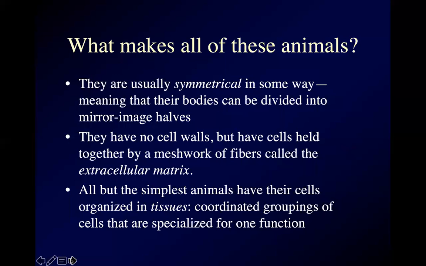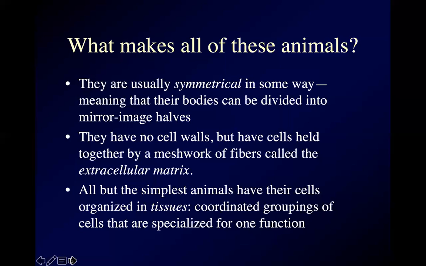Animals are usually symmetrical in some way, which means there's at least one way in which you can divide an animal body into halves that are the same size and shape, but mirror images of each other. Not that I would ever do this, but I could take a samurai sword and split you from the top of your head straight down and divide your body into equal halves that are the same shape. They're just mirror images. I would never do such a thing, of course, unless you cheat on the exam, in which case all bets are off. But animal bodies usually have some type of symmetry.